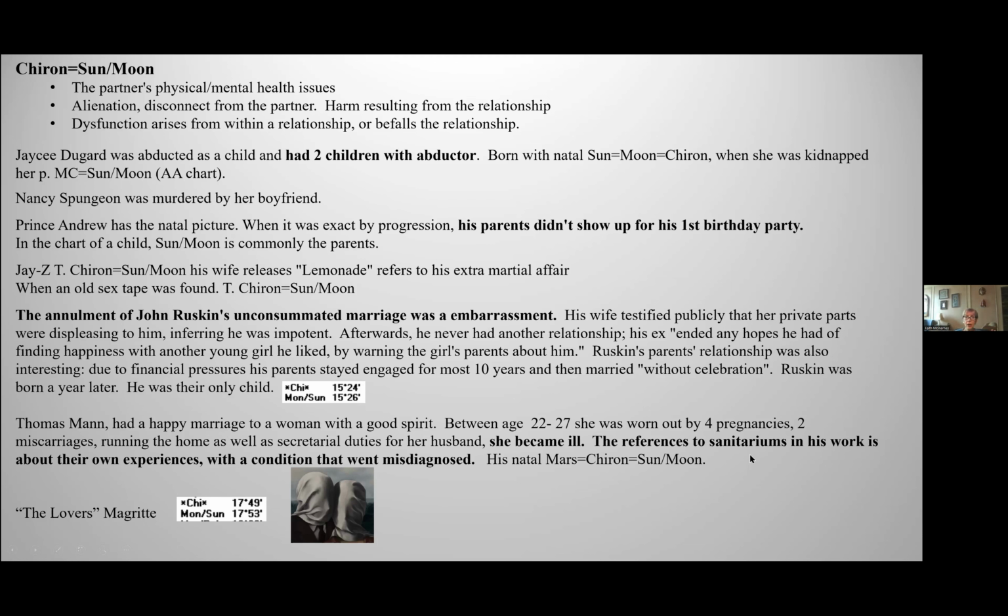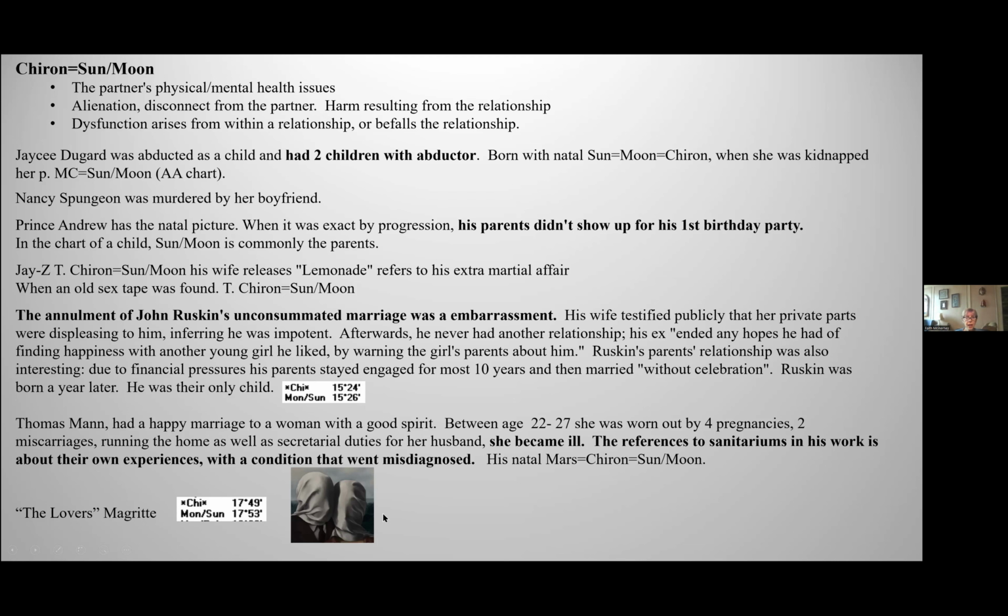And in many, many of his books, there's a reference to sanitariums. This is Thomas Mann. It's about their experience with her condition that remained misdiagnosed for the rest of their lives. And he had Mars equals Chiron equals Sun Moon. By the way, active assistant, Mars equals Sun Moon. That's another good one for secretarial duties, let's say the active assistant for her husband.